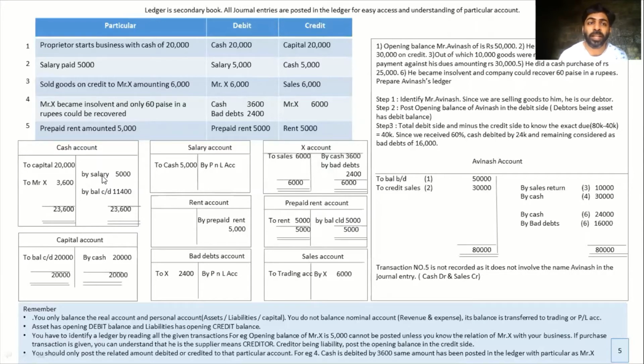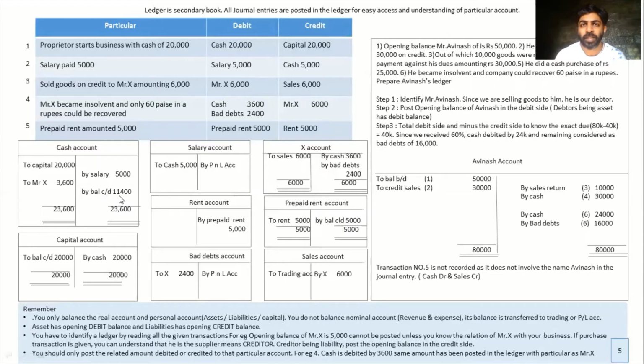Now let's say that I close the cash ledger. Now how do I close it? I will check which side is bigger, debit or credit. So the debit side is bigger. I have written the total 23,600 on both sides, and this side is short. It is only 5,000. So 23,600 minus 5,000, I get a balancing figure of 11,400.